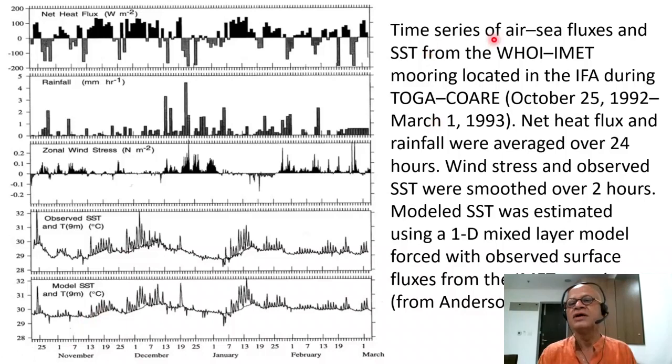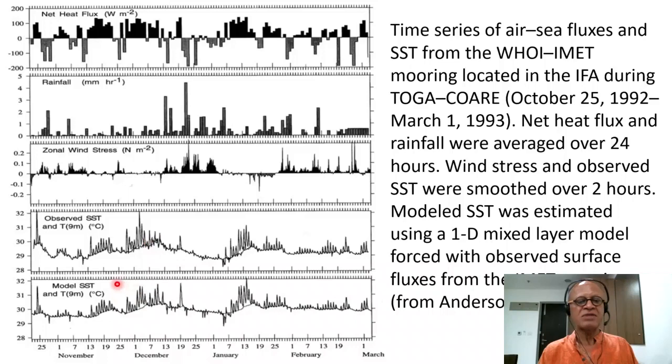So this is showing time series of air-sea fluxes and SST from the Hui IMET mooring located in the intensive flux array during the TOGA COARE, which was conducted from October 25, 1992 to March 1st, 1993. Net heat flux and rainfall were averaged over 24 hours. So here is the net heat flux. Daily means are shown in watts per meter squared. Rainfall in millimeters per hour, but as daily rates. Wind stress here, zonal wind stress, and observed SST smoothed every 2 hours.